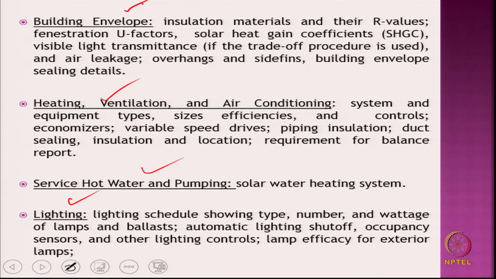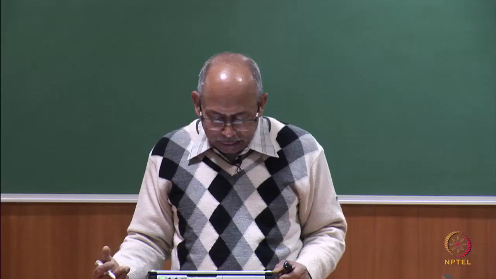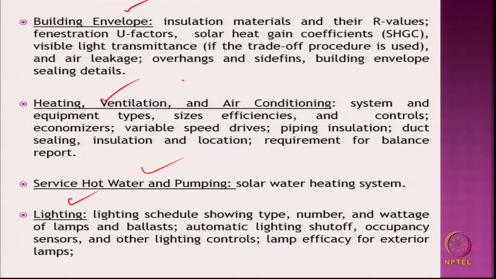So, these are the 5 components actually, and I think by this time it is by and large clear to us that building envelope is one of the major things which really concerns us. It covers U values, solar heat gain coefficients of glasses, light transmittance, air leakages, etc., and then shading devices, any sealing, because you do not want air infiltration. These are the parts of the building envelope that should comply with the code requirements.